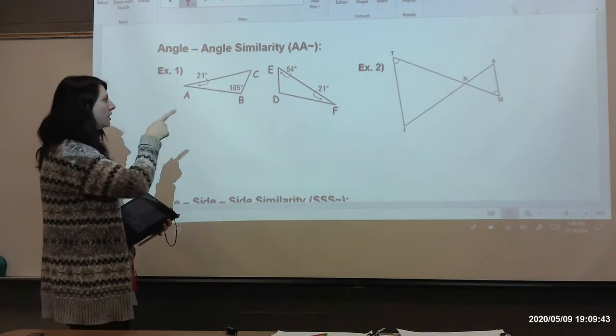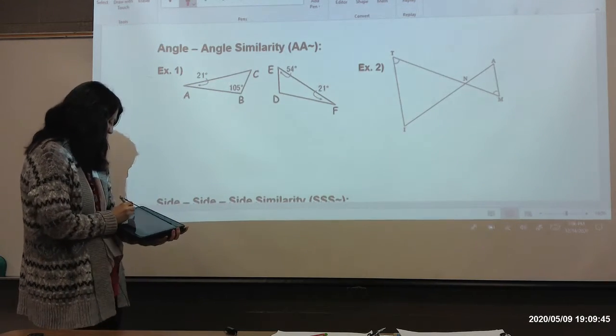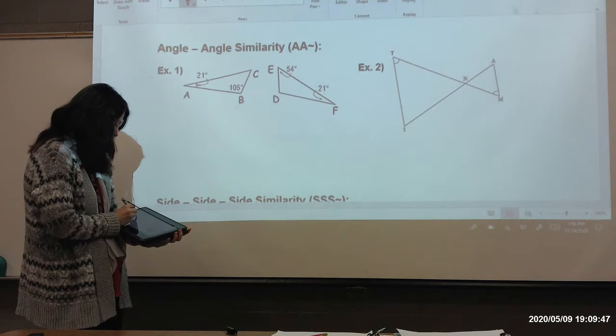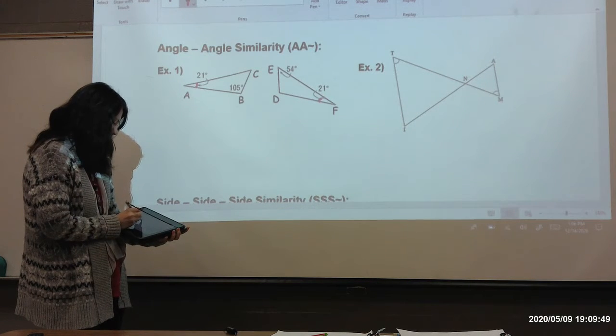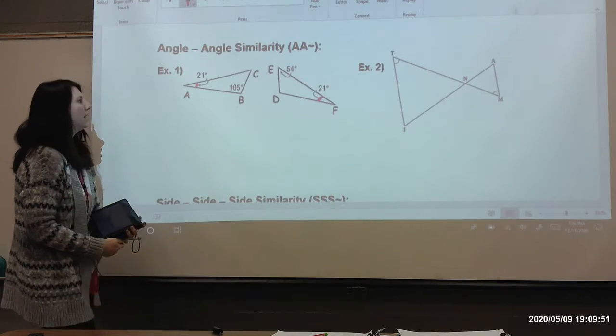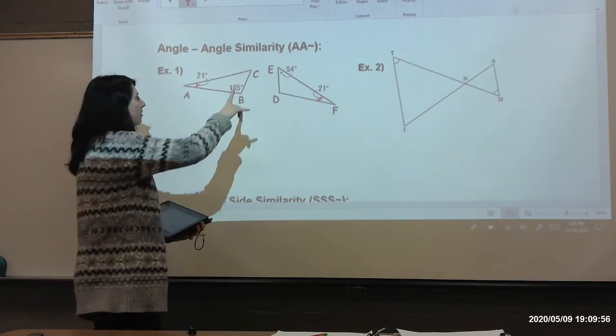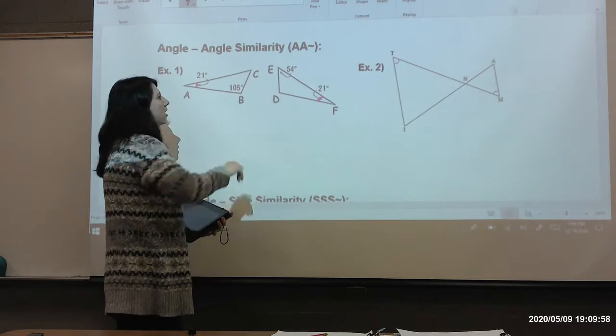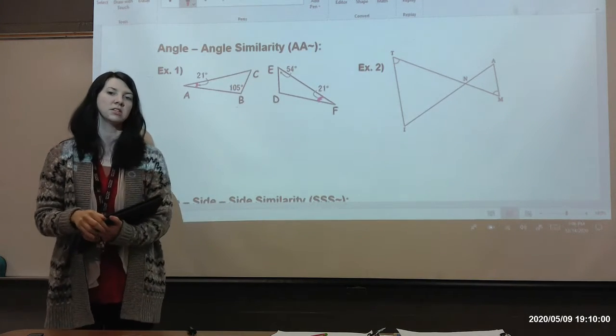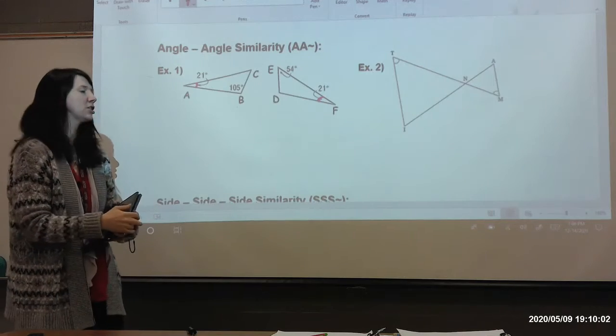So I can automatically see we have one set of angles that are congruent. So I'm going to put my congruent mark on this angle and this angle. Okay? Now this is 105, this is 54. We know that those aren't the same, but we have a missing angle on each one. So we want to try to find that angle to see if we do have another set of matching angles.